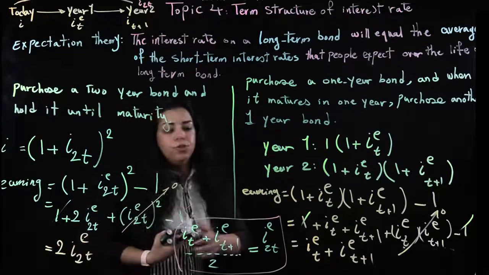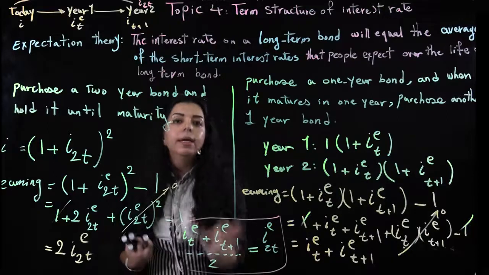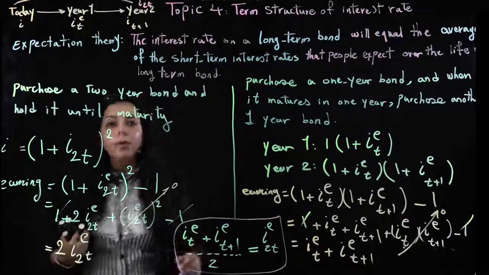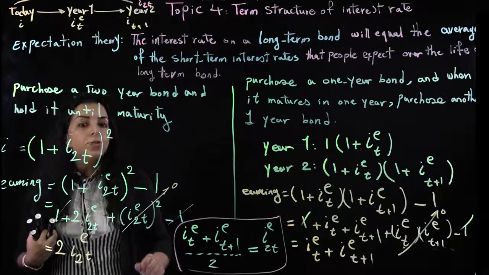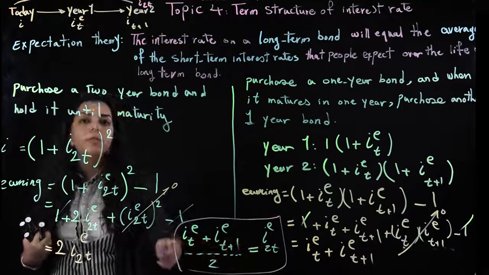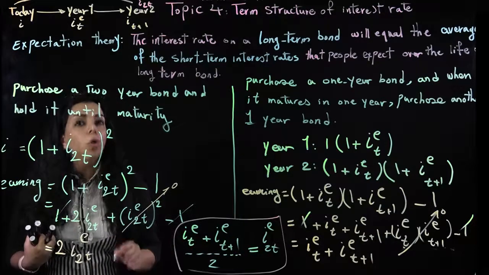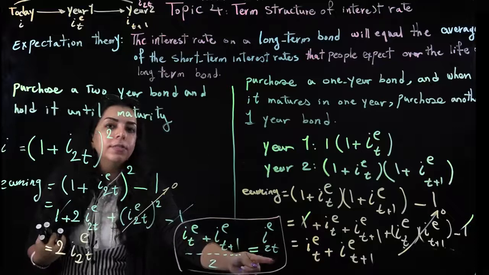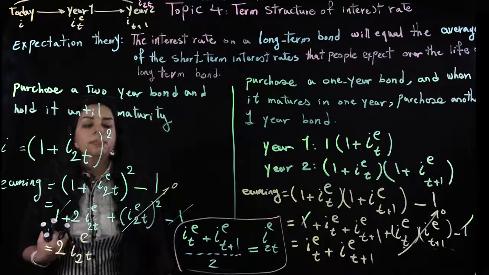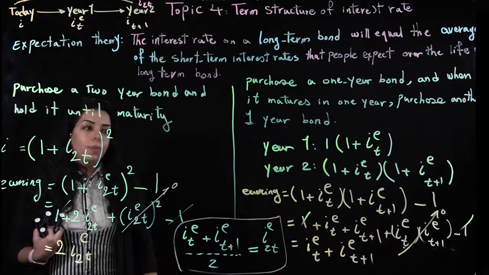Later on, we generalize this formula, and we can say that even if we have bonds with longer maturity, the interest rate of that bond is equal to the average of the short-term interest rates over the life of this long-term bond. And this is exactly the explanation that we started the topic with.